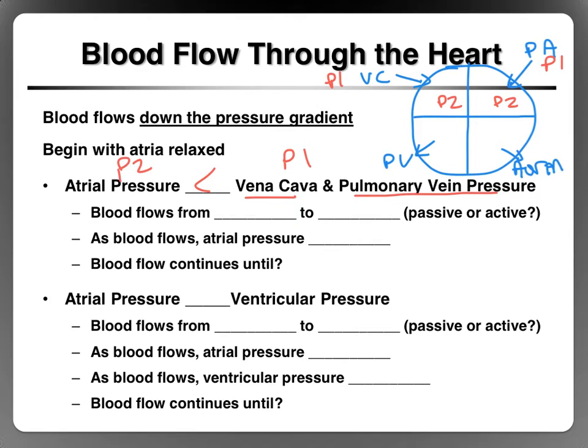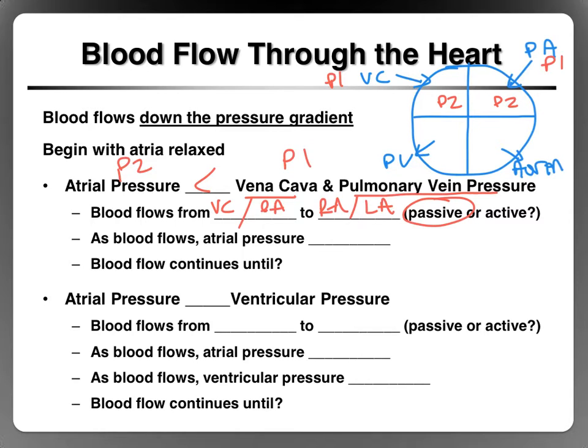So this is why blood flows from the vena cava into the right atrium and from the pulmonary artery into the left atrium. And we call this flow passive. It's a natural pressure gradient that exists when the atria are relaxed. And we'll talk in a little bit about what active means, and that'll help you understand better what passive means. So blood is flowing into the atria.